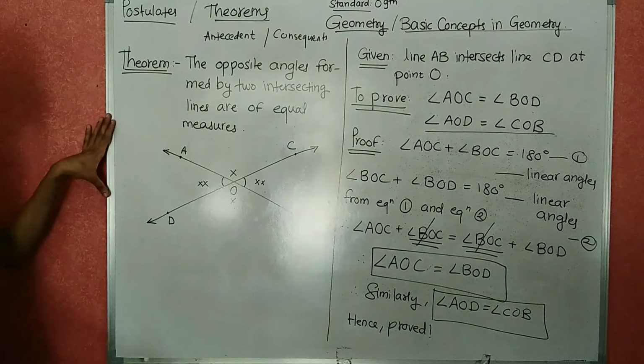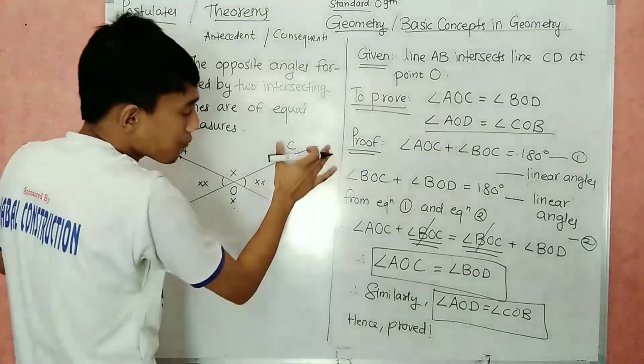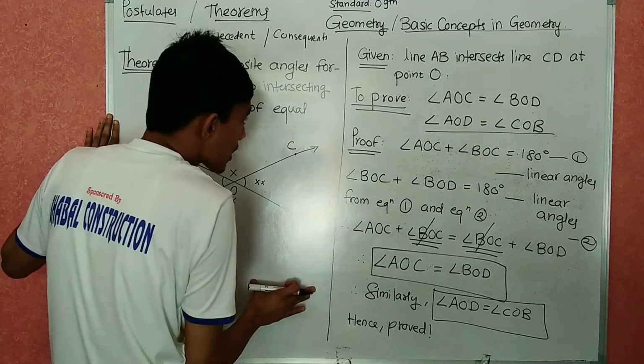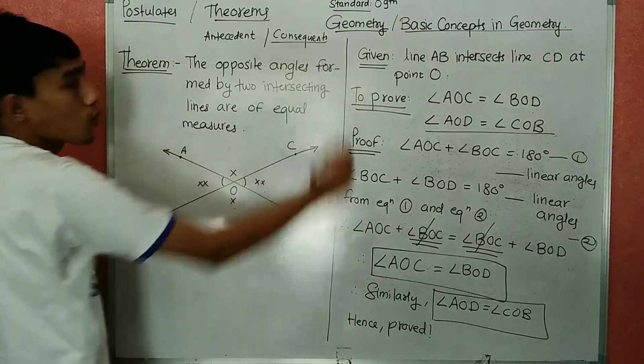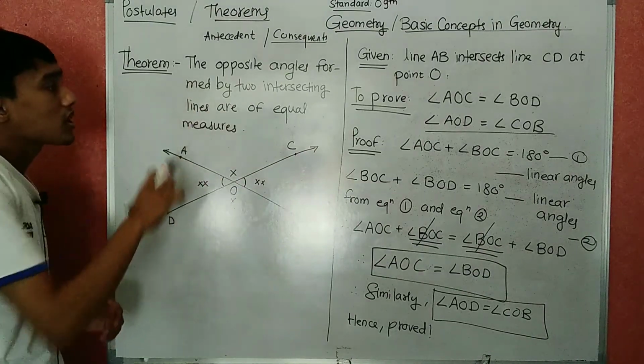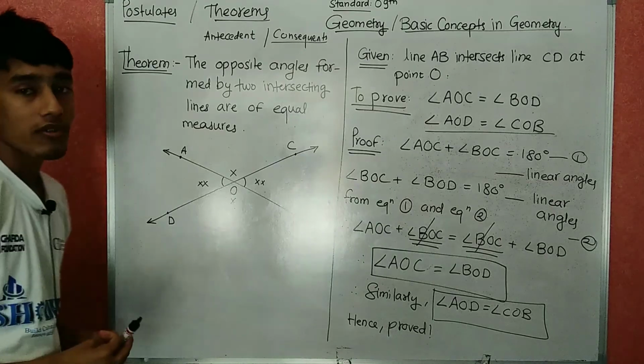In this theorem, whatever data is given is called the antecedent, and the logical argument we have taken for the proof is called the consequent. Your homework is to write down this particular theorem in your notebook. In the next lecture we will see practice set 1.3. Okay, thank you.